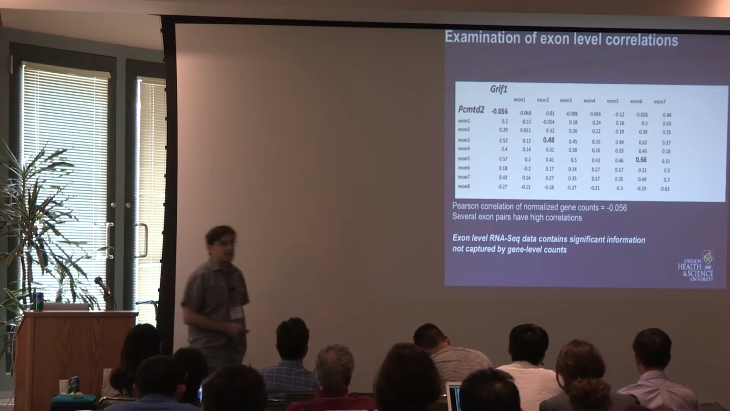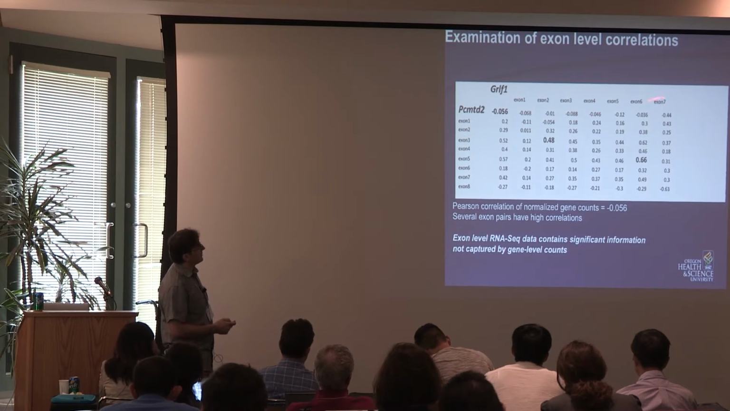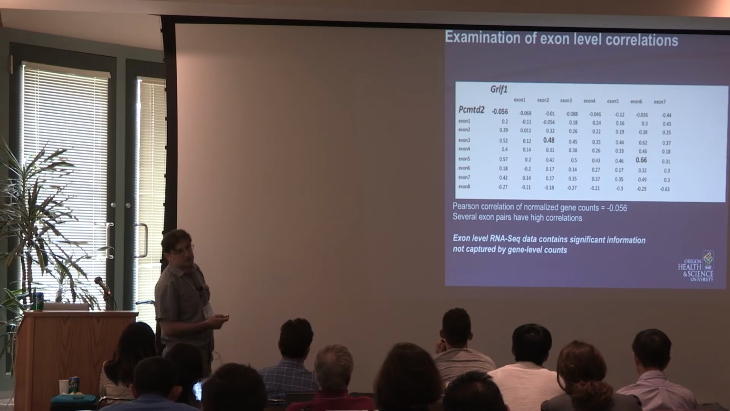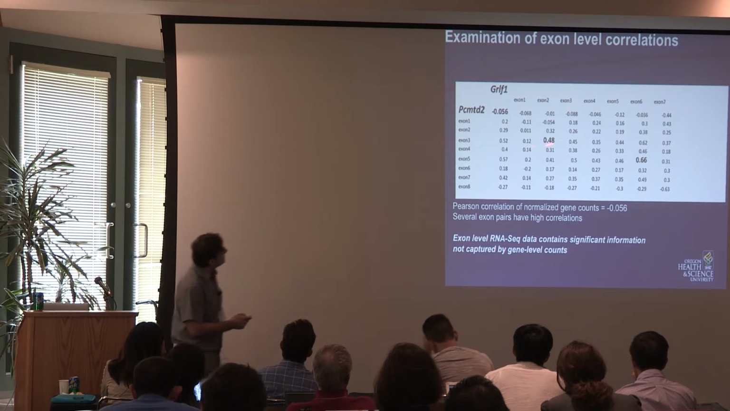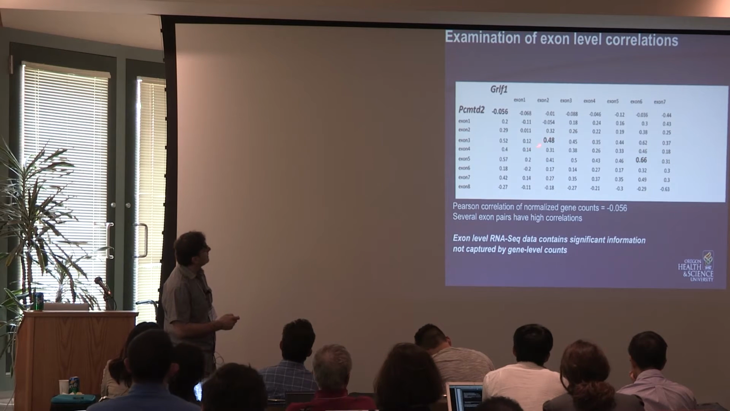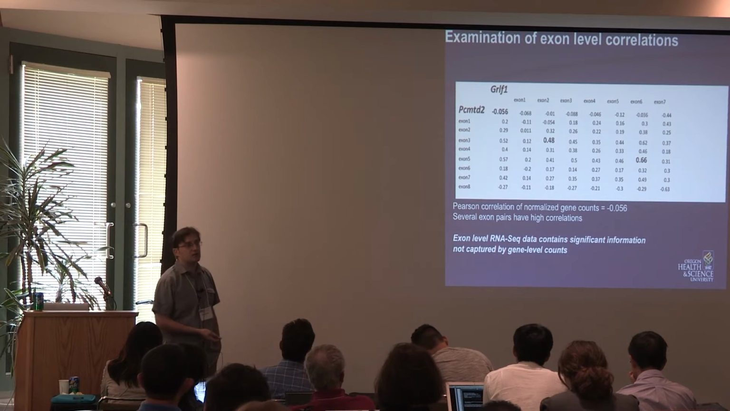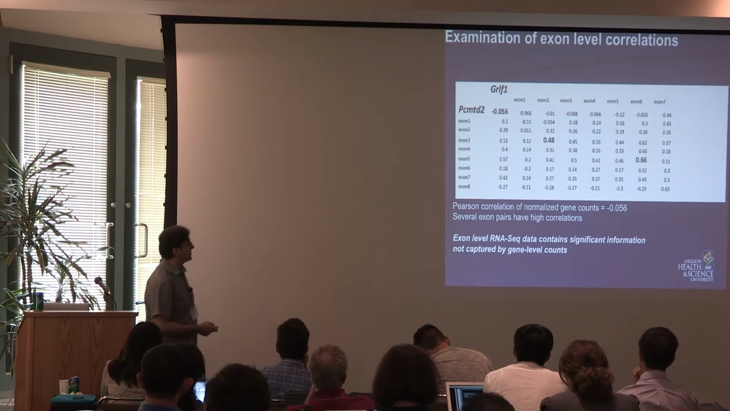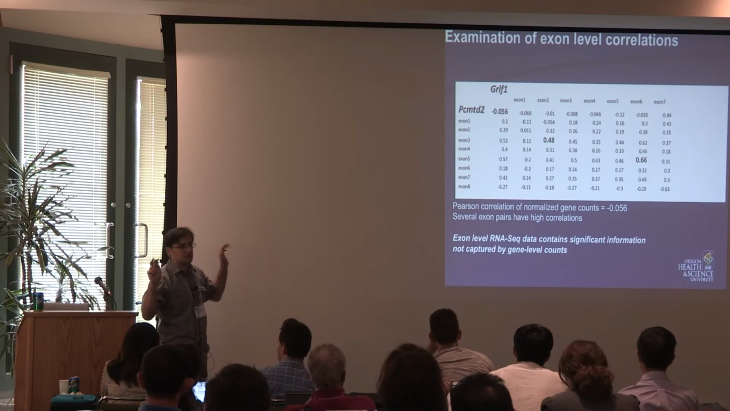So one of the first things I did when confronted with RNA-Seq data mapped to individual exons was look at the correlations between individual exons and correlations between the genes. You see here that at the gene level, these two genes have virtually no correlation. However, if you look at the exon level, you find fairly large correlations. So this indicated to me that exon level information is different from just compressing everything under the gene expression level.